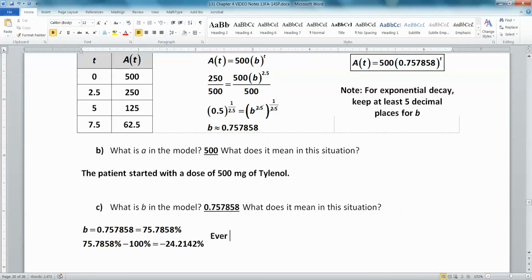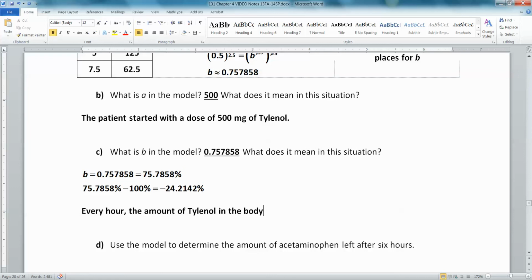So every hour in this case, because this isn't a drug, every hour, the amount of Tylenol in the body, or acetaminophen if you want to be more technical about it, is decreasing by 24.2142%. Technically, it's acetaminophen. I'm going to put that in there. I spelled it right. All right, great.